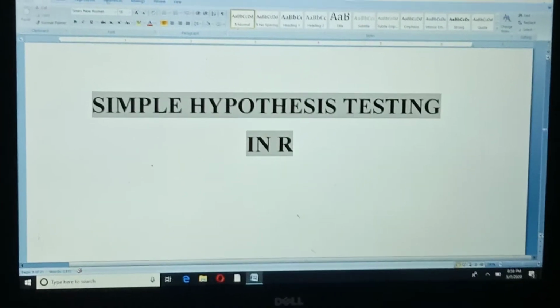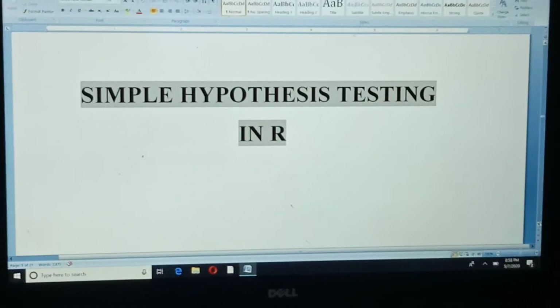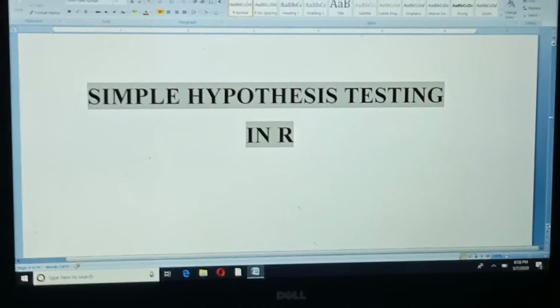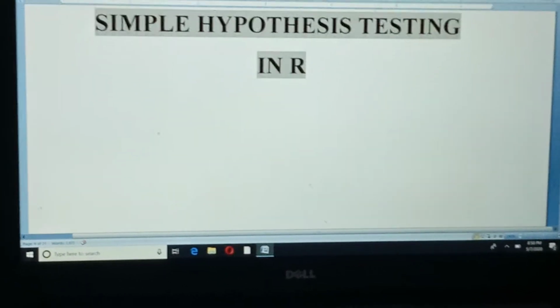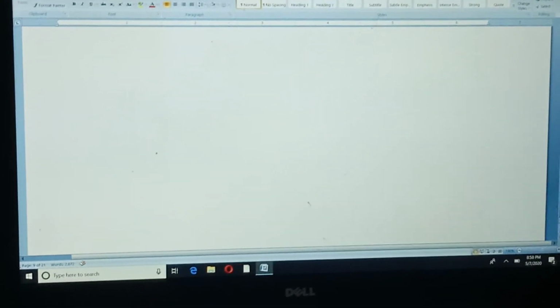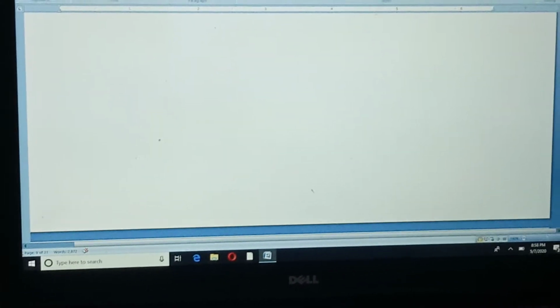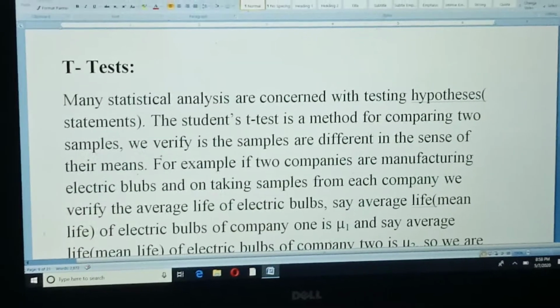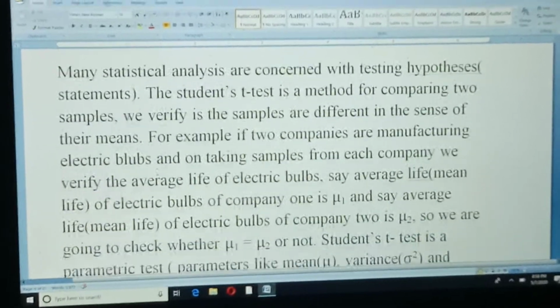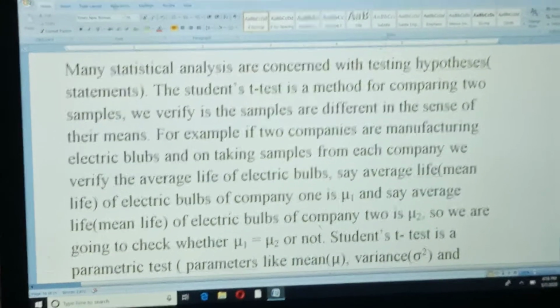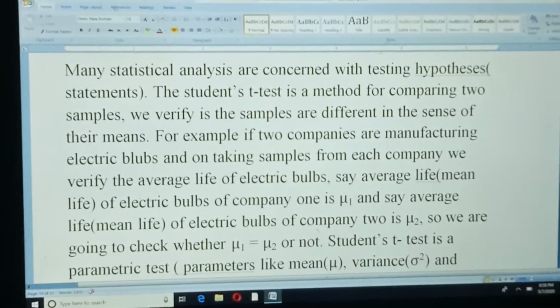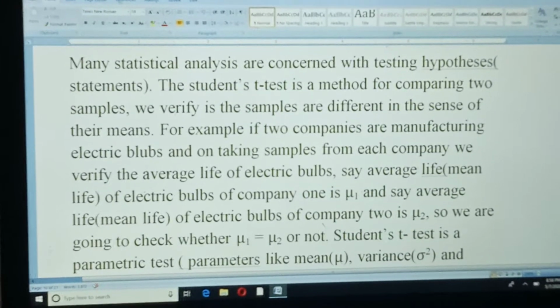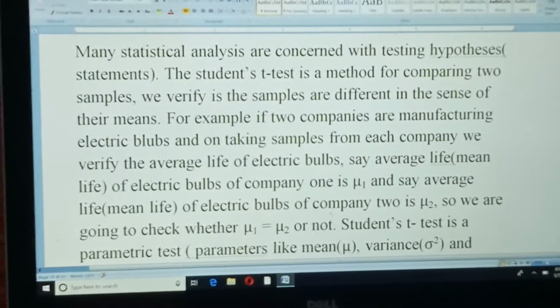Hi everyone. Now we discuss simple hypothesis testing in R software. In this context, let us discuss the t-test. Many statistical analyses are concerned with testing hypotheses, and these hypotheses are also what we call statements.